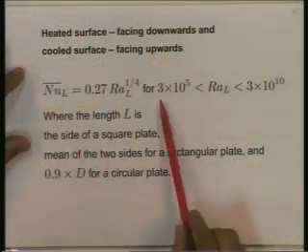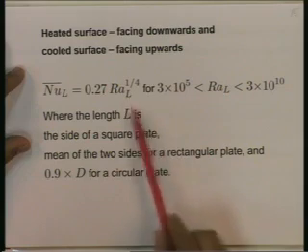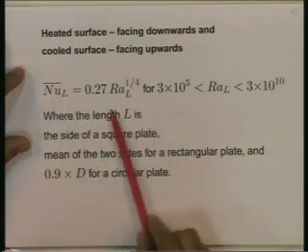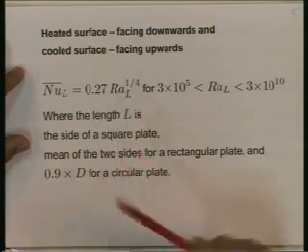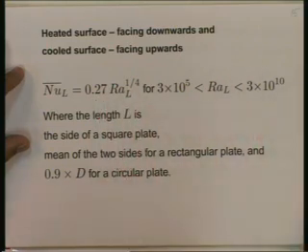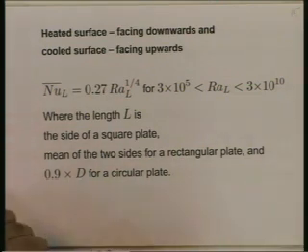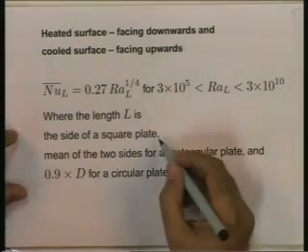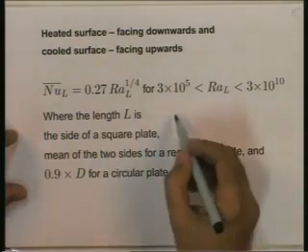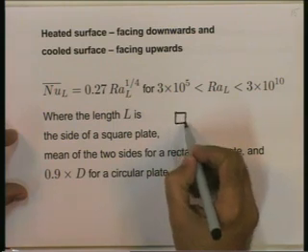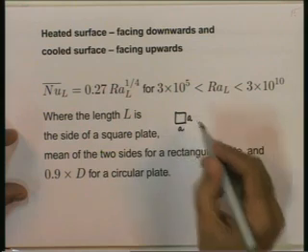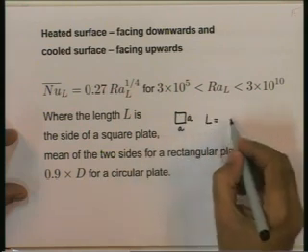For the other situation, a hot surface facing downwards or a cold surface facing upwards, we have a single range of Rayleigh number and a simple correlation similar to the earlier ones with a different value of the constant. Now see here, it is the L which is defined in a different way. For a square plate, it is the side of the square. So if you have a square, say side A by A, then the characteristic dimension is A.